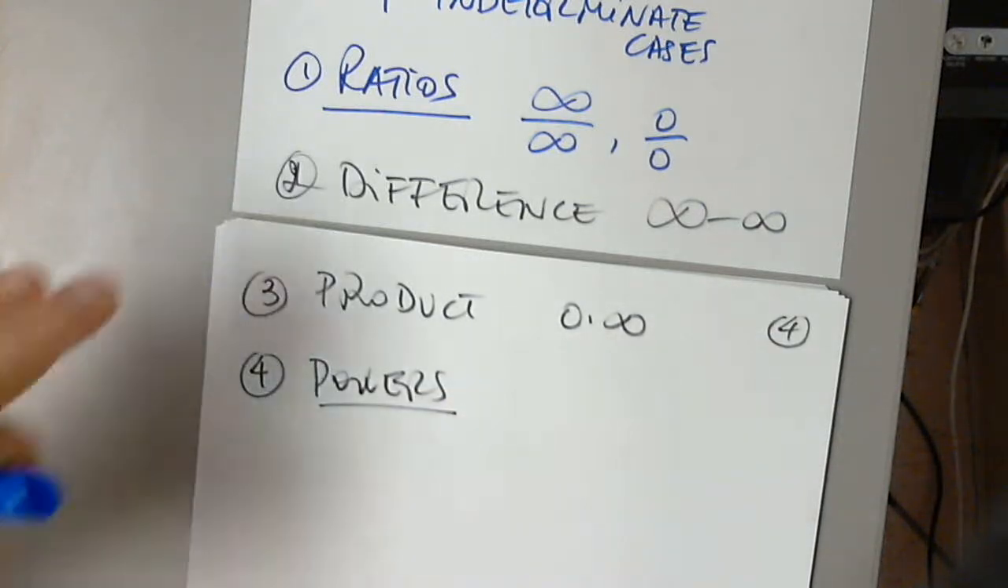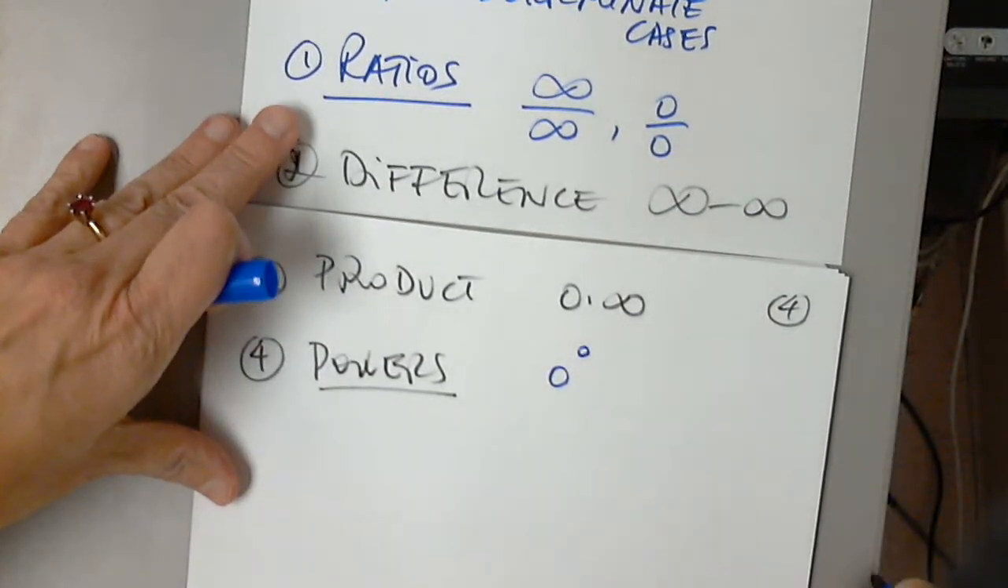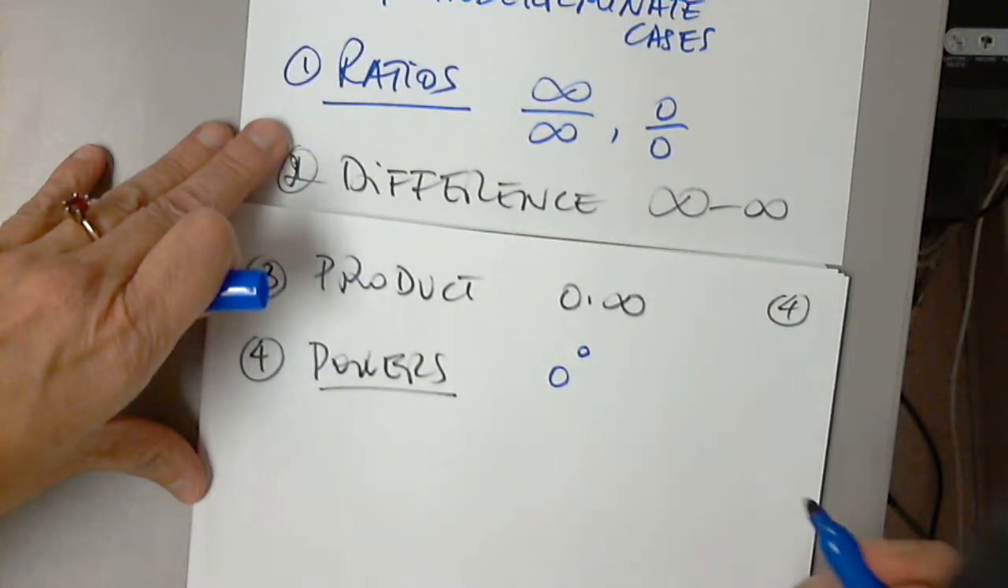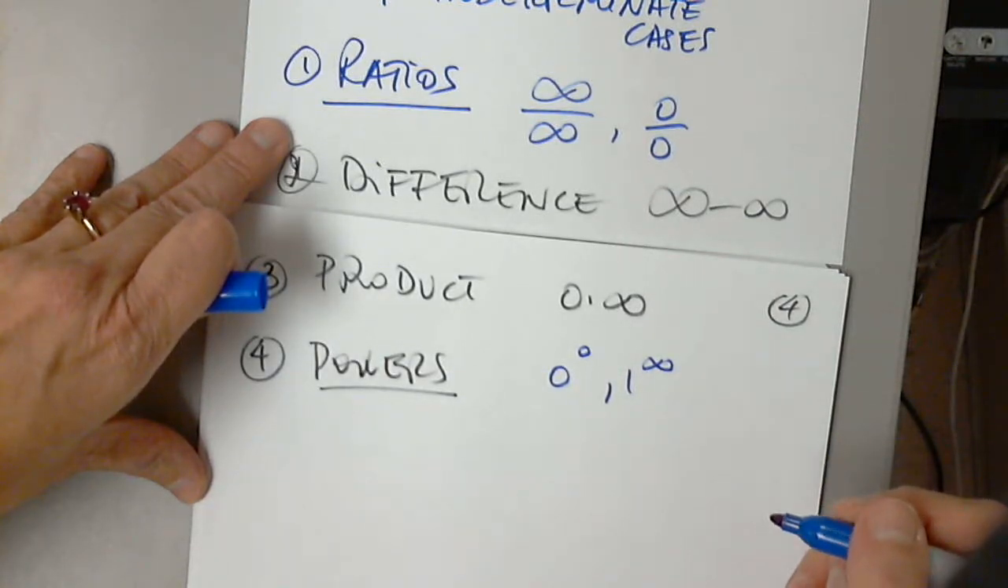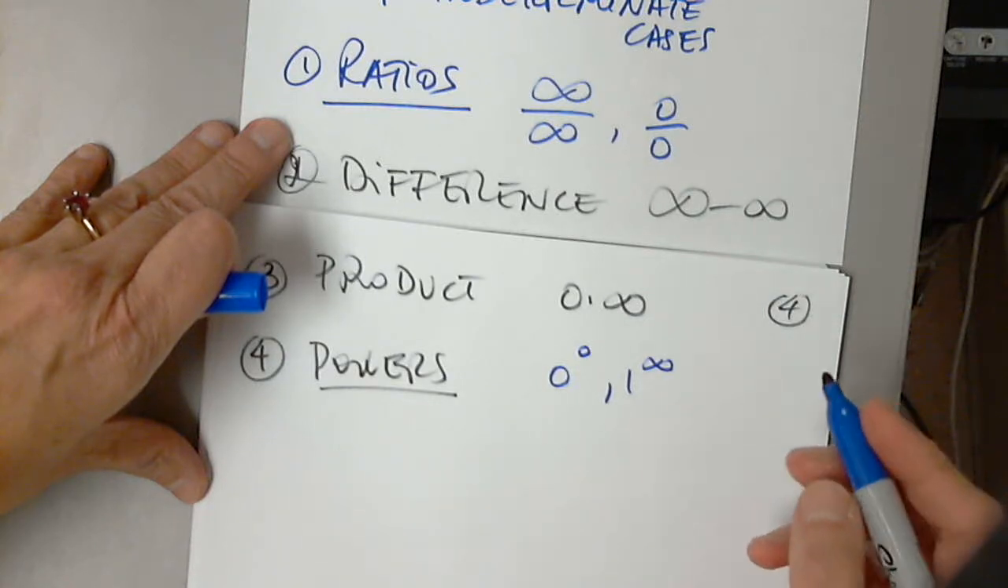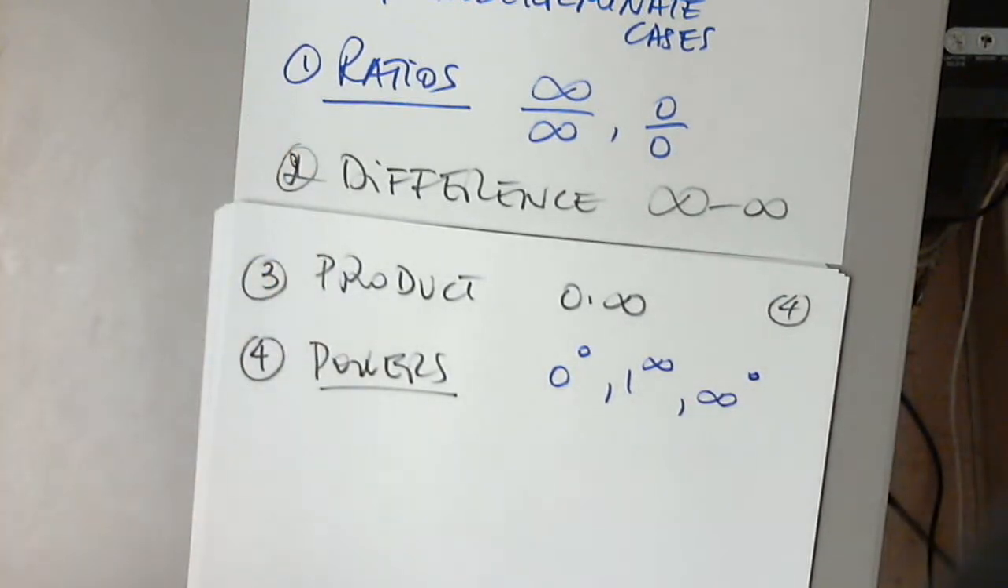And there are 3. 0 raised to 0, 1 raised to infinity. And you can say, really? Yes, really. It can be anything. And the other one is infinity raised to 0. These last 3 are the most involving. The difference is really not applicable a lot here with L'Hopital's rule. The ratios we saw, we refreshed our memory last time. So what I would like to do today is product and the powers.